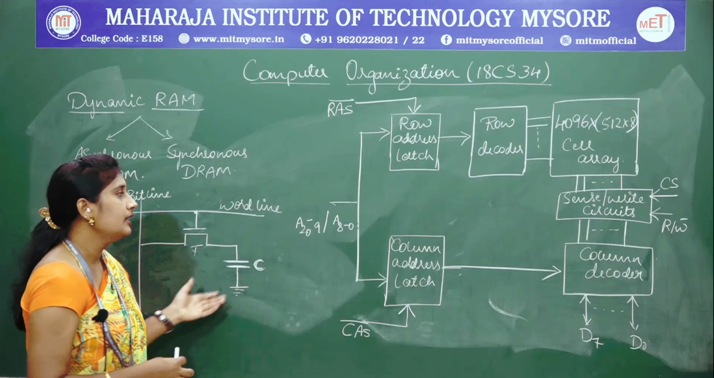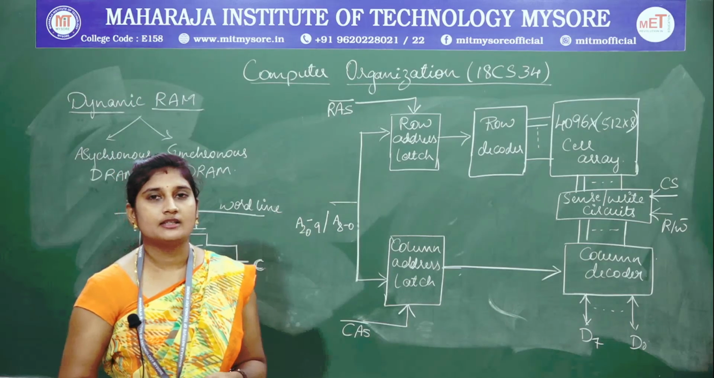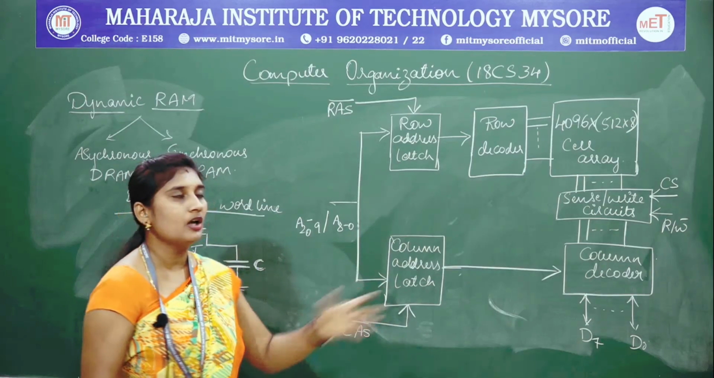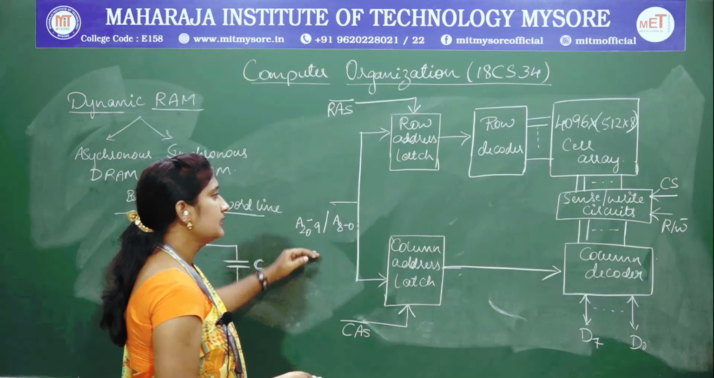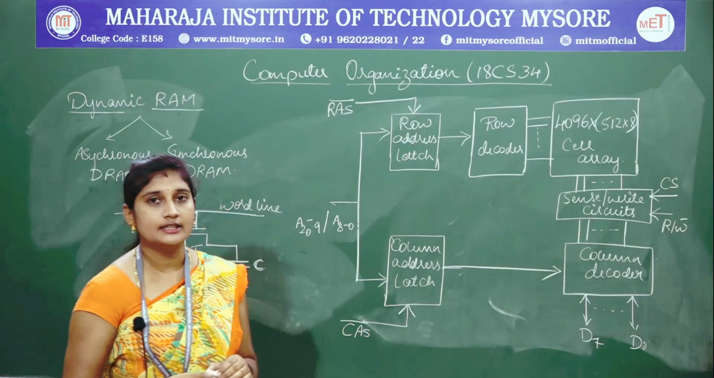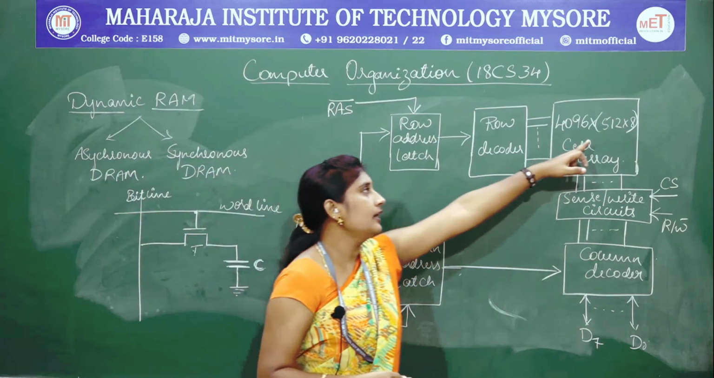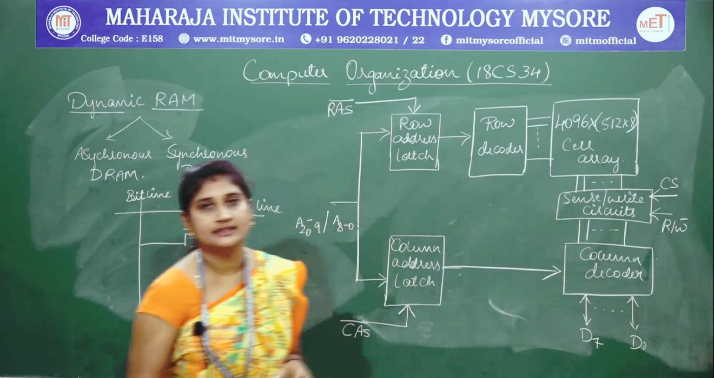Fine. Next, a simple organization of how the DRAM cell is organized. A 4-bit cell array is divided, grouped into 512 groups of 8 bits.